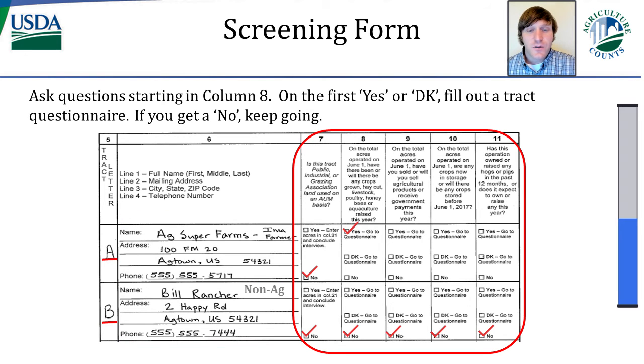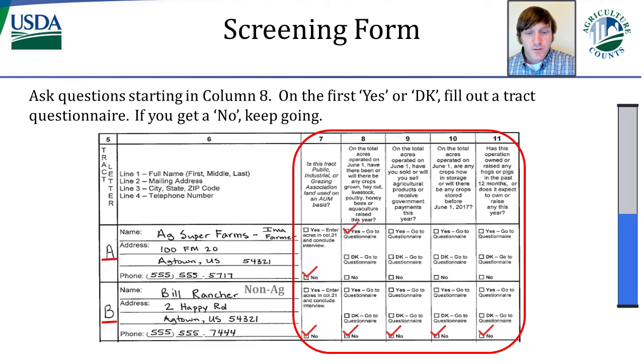There are several screening questions on the form which are designed to determine if the tract operator qualifies to complete an ag tract questionnaire. These questions should be asked in order as they are designed to address the most common types of agricultural activity first, with the least likely activities later. If the respondent answers yes or don't know to any one of these questions, they will qualify as an ag tract operator and will be expected to complete an ag tract questionnaire when the time comes.